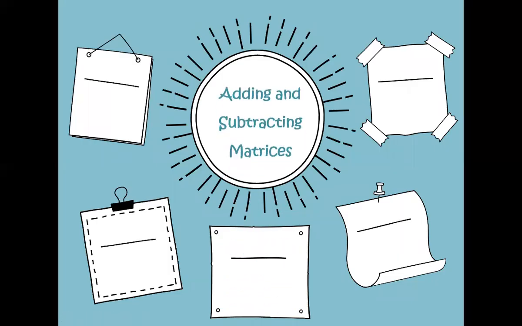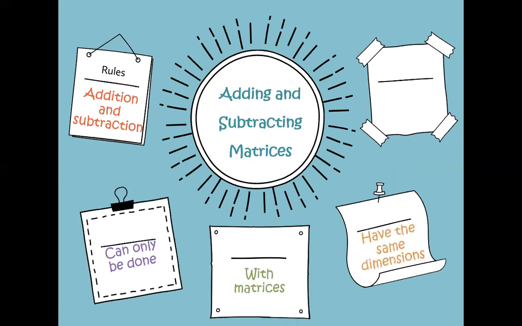So for adding and subtracting matrices, we have rules. First of all, the first matrix operations we discuss are matrix addition and subtraction. The rules for this operation are simple, but you need to follow them. Adding and subtracting can only be done with matrices that have the same dimension. If the matrices have the same dimension, we can add them or subtract them.